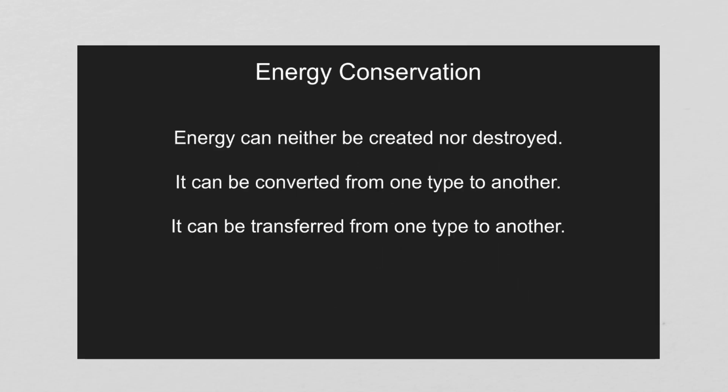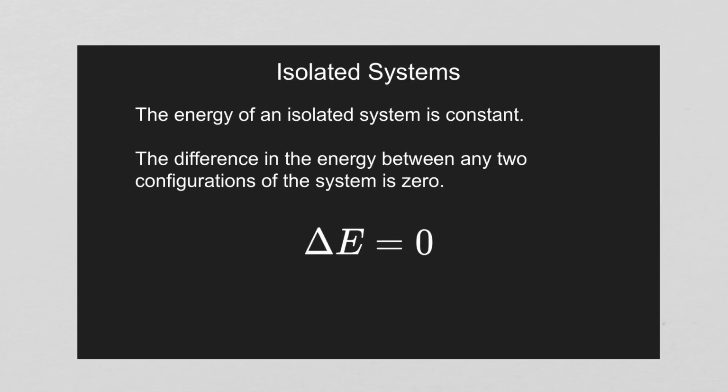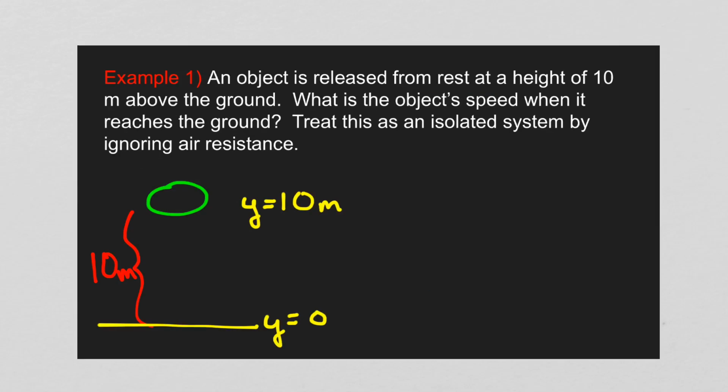So the main idea is energy conservation. Energy can't be created or destroyed. It's got to go somewhere, all right? And we're going to figure out where. So let's talk about isolated systems. All this means is that delta E is equal to 0. So energy is not going to leave. It will later, but right now we're going to look at isolated systems.